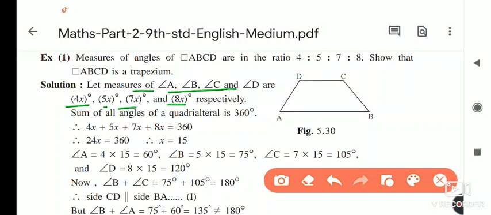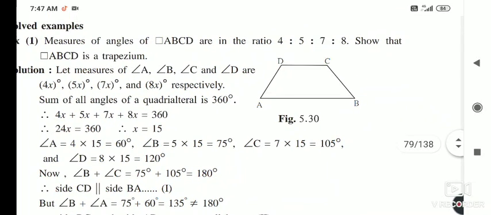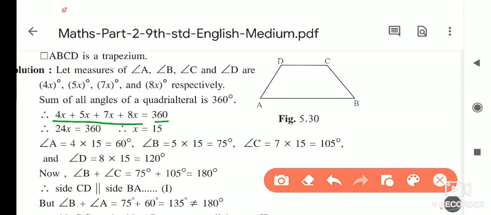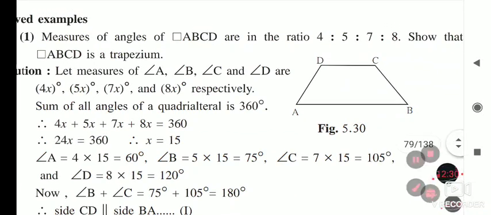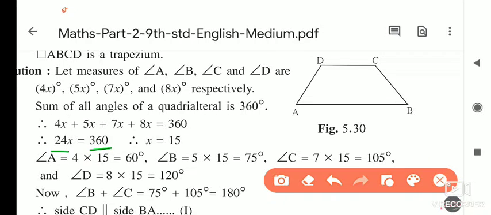Then the sum of all angles of a quadrilateral is equal to 360, that we know. Now write the measures of all angles: 4x plus 5x plus 7x plus 8x is equal to 360. The sum of 4x, 5x, 7x and 8x is 24x, so 24x is equal to 360. If you divide 360 by 24, you will get x equals 15. It is the common variable for this.